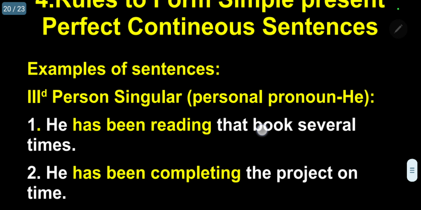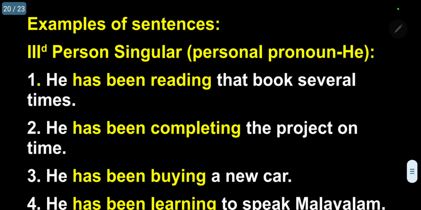The next one, third person singular. In third person singular, there are 3. He, she, it. Singular, plural, they. Kindly follow. So now first I will take he alone. So he means singular, so it is has. He has been reading that book several times.